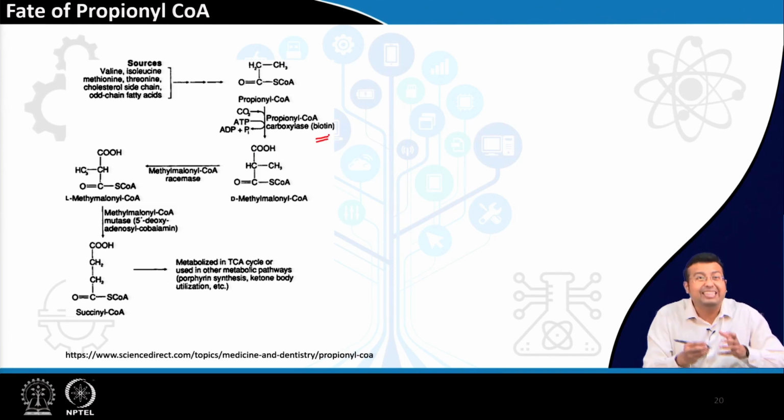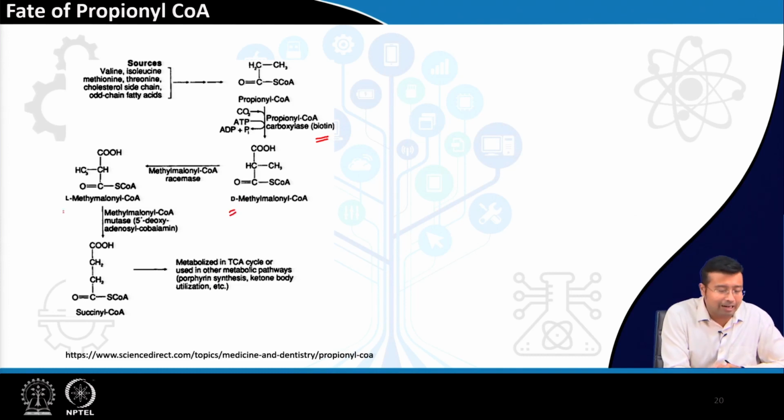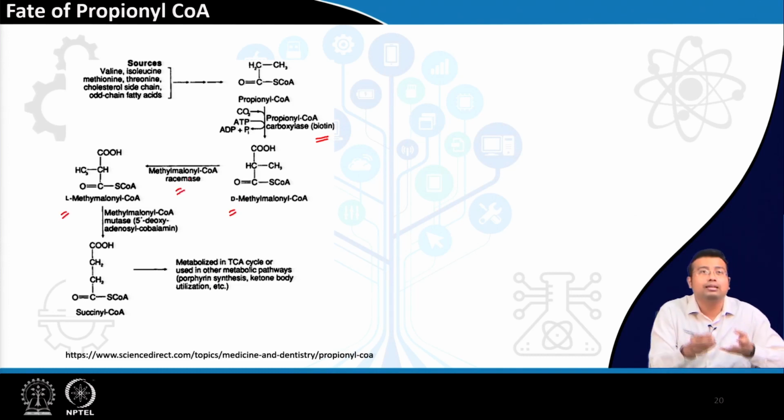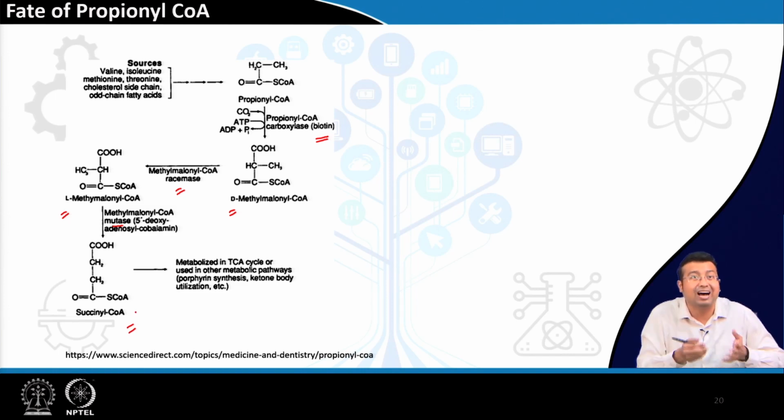It forms D-methylmalonyl CoA. It undergoes racemization to form L-methylmalonyl CoA by a racemase enzyme. L-methylmalonyl CoA undergoes an intramolecular adjustment by the enzyme methylmalonyl CoA mutase, and it forms succinyl CoA. And succinyl CoA is an intermediate of the TCA cycle which can now enter into carbohydrate metabolism. So, thus threonine is converted to succinyl coenzyme A.